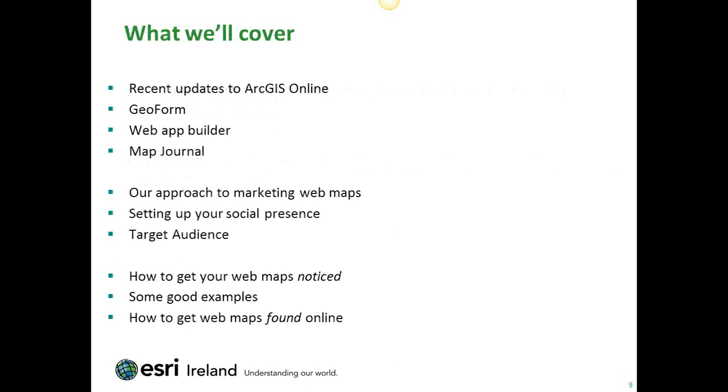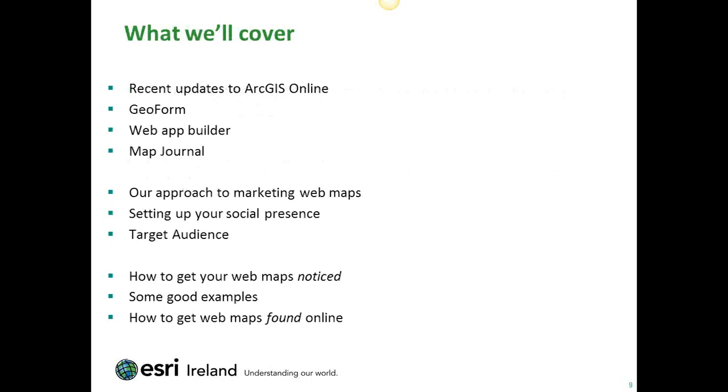Okay, so welcome to today's webinar, which will look at the different ways to market and share your ArcGIS Online maps with the public, and it will go through what new functionalities have recently been added to ArcGIS Online. So what we'll cover today will be, as I said, the recent updates to ArcGIS Online. We'll look at some of the different apps that you can use, such as the GeoForm. We can configure this and show you a couple of examples. We'll look at the web app builder, how to put it together and what it looks like, and we'll look at the map journal just because it's a really great template that I'm not sure if you've used before, but I just want to show you how easy it is to put together.